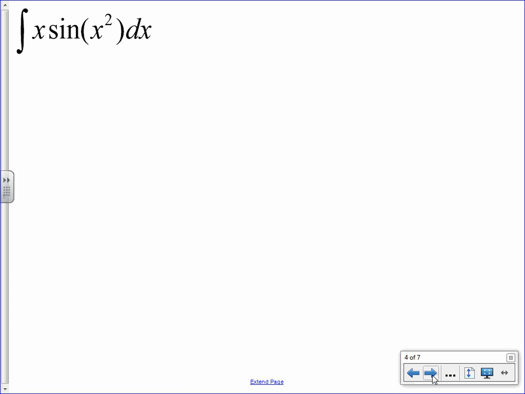This one isn't that bad though, is it? No. Because what do you notice? It's sine of x squared. Okay, you see an x squared and you see an x. I'm hoping that you're starting to make those connections. Okay? So we can let u be x squared. Du is 2x dx.